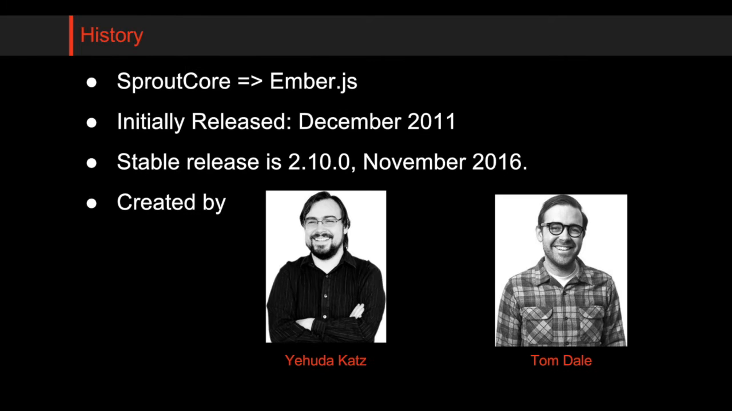A brief history of Ember.js. The original name of Ember.js was Spark Core MVC framework. It was developed by Yehuda Katz and Tom Dahl. Initially released in December 2011, and the stable release is in November 2016, version 2.10.0.